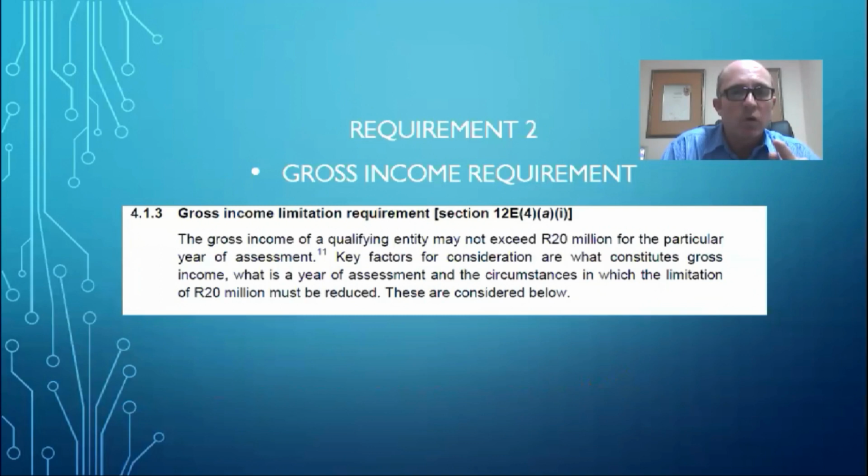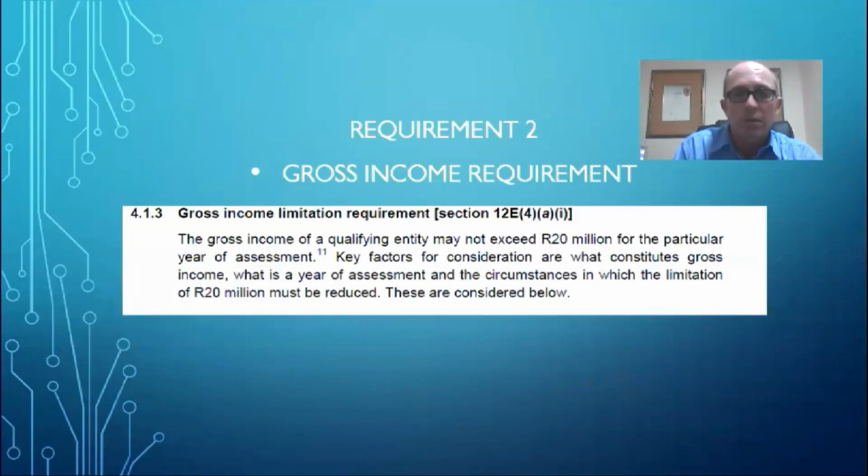So the gross income of a qualifying entity may not exceed 20 million rand for the particular year of assessment. Key factors for consideration: what constitutes gross income, or what is a year of assessment in which a limitation of 20 million rand must be reduced. And then they talk about considerations. Like I said, I'll give you the tax card as well. In the link below you will find it, and on my website you'll find it as well. So just go make double sure about the 20 million rand turnover limitation.